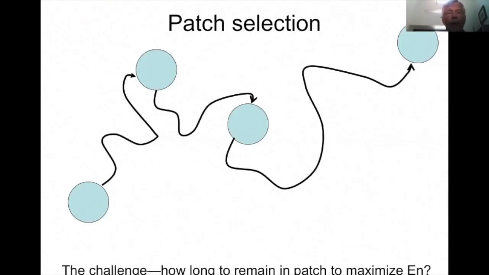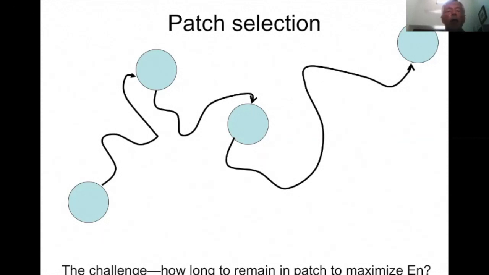So again, patch selection, what's it about? It is based on the notion that in nature, food tends to be patchily distributed, and a consumer is going to move from patch to patch to patch. And the challenge is, for a consumer, how long to stay in that patch to maximize the net rate of energy gain.